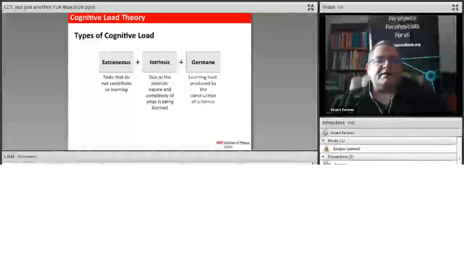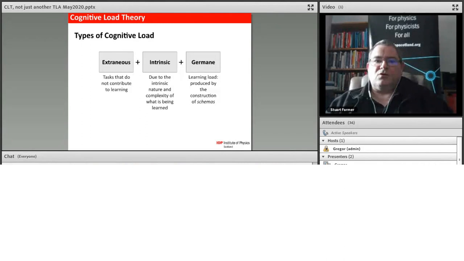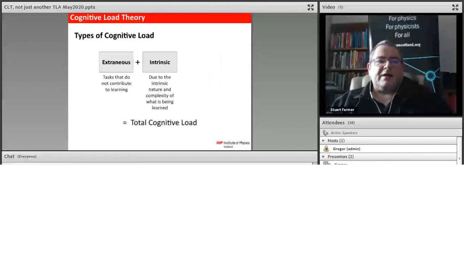And originally, Sweller and colleagues introduced this third type, the germane cognitive load. The actual cognitive load involved in processing the information and constructing the schemas in long-term memory. What they proposed initially was that these three things together gave you a cognitive load for a given task. However, more recently, they've in effect dropped the germane cognitive load, essentially because that was a get-out loop that made cognitive load theory almost unverifiable.